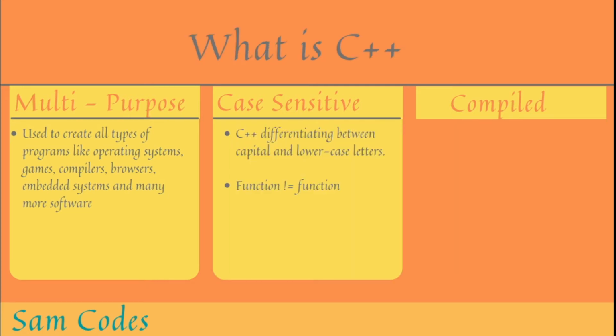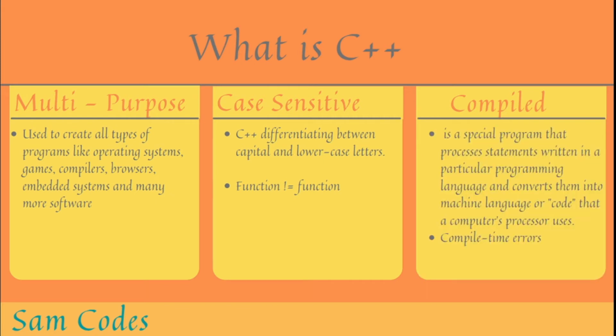And another thing about C++ is that it's case sensitive. And what we mean by case sensitive is that it differentiates between capital and lowercase letters. So you can see here, this function here, the difference is that it starts with a capital F and the other one starts with a small f. So they are different. They're not the same thing.